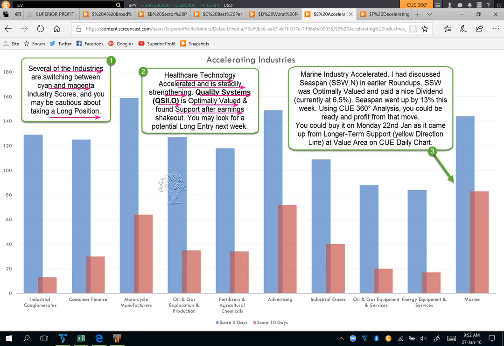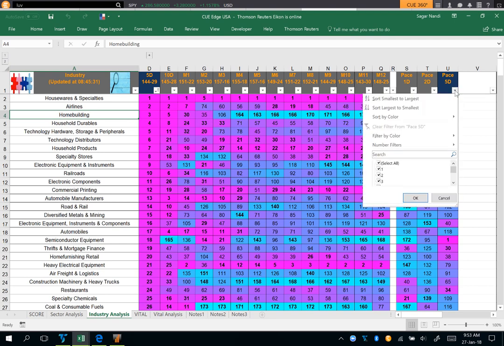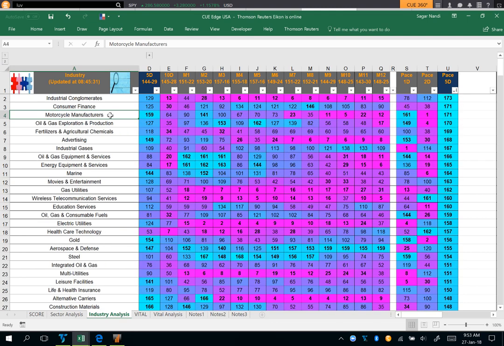Let's have a look at QH. Look at the accelerating industries, identify healthcare technology, drill down to Quality Systems, and finally look at its charts. In QH, to identify the accelerating industries, we sort industries over the base 5 days column, largest to smallest. The industries that are gaining strength rapidly, accelerating, come to the top. You can see several of them.